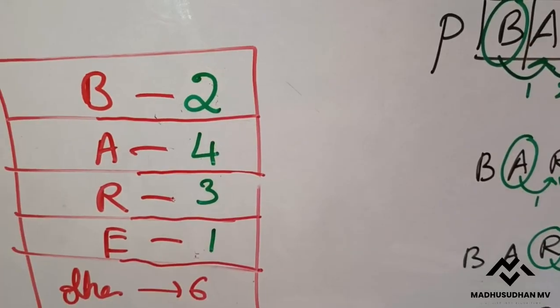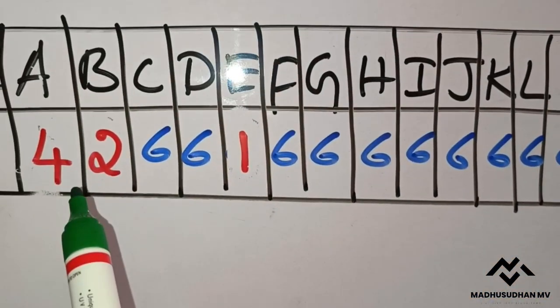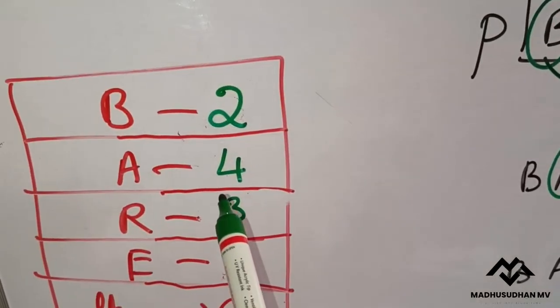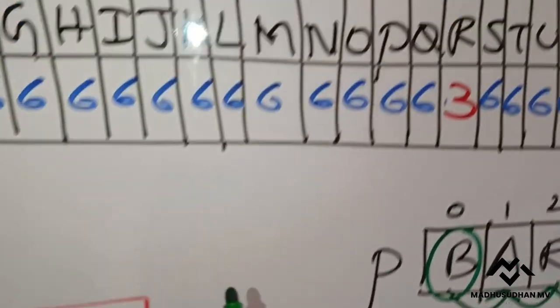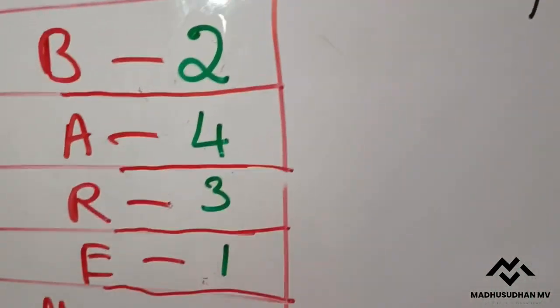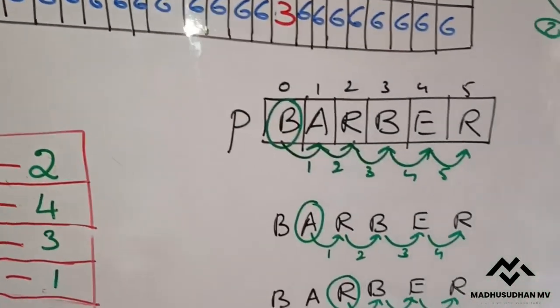Now the same thing: the shift value of B is 2, that's the B shift value I got. A value is 4. Then R value is 3. Here E value is 1. Okay, this is how to construct the shift table.